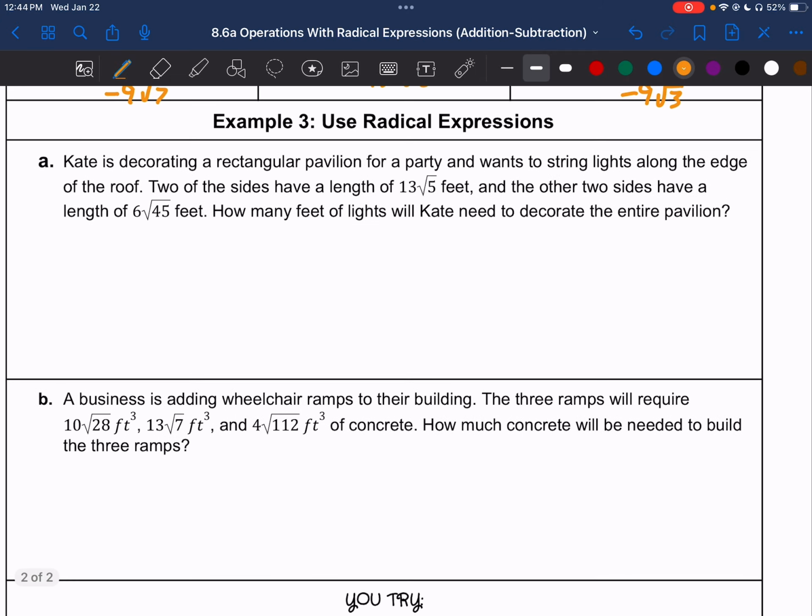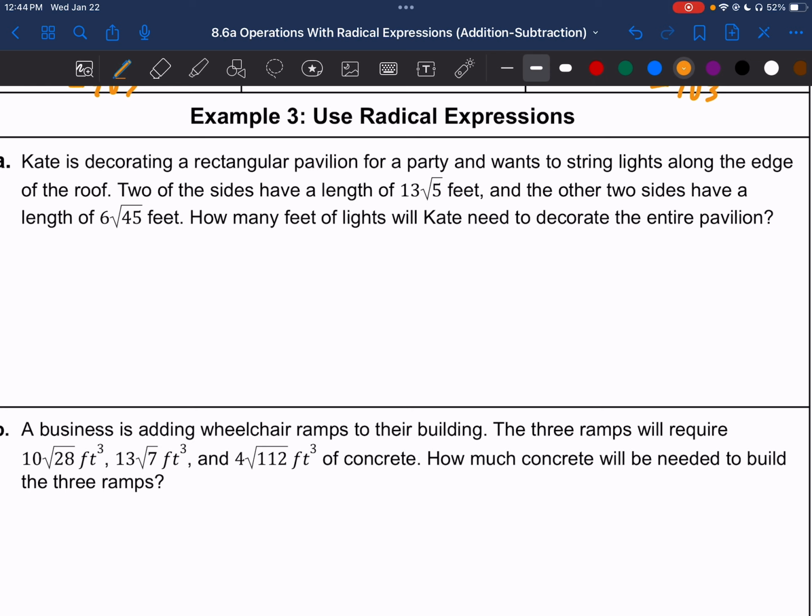All right, so now we're going to do some examples of applying this. Katie is decorating a rectangular pavilion for a party and wants to bring string lights that are going to go along the edge of the roof. 2 of the sides have a length of 13 root 5 feet, and the other 2 sides have a length of 6 root 45 feet. How many feet of lights will Katie need to decorate the entire pavilion? So we have 13 root 5 plus 13 root 5 plus 6 root 45 plus 6 root 45.